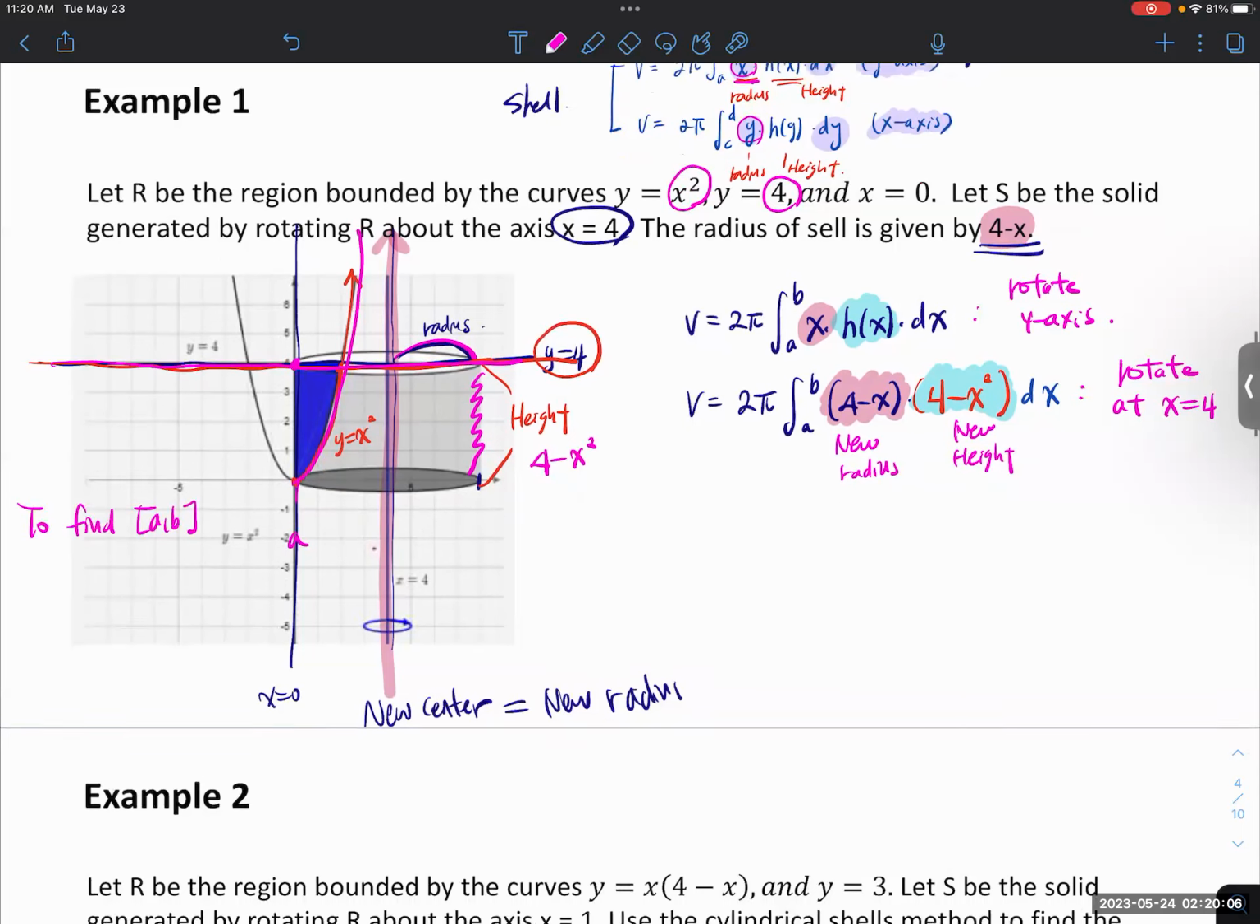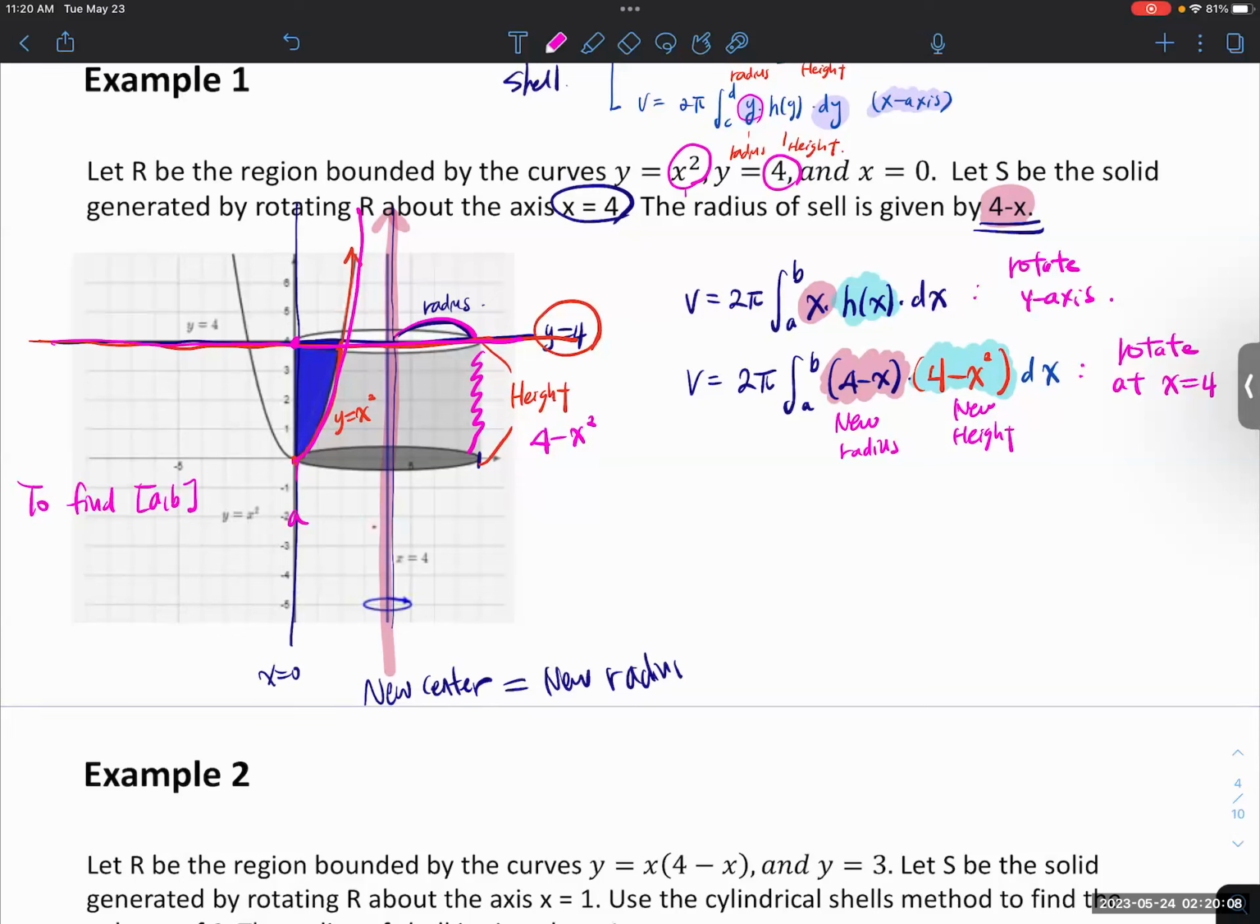So what are you gonna do to find out the a, b? You're gonna make these 2 equations equal to each other. So x to the second equal to 4. X is gonna be plus minus 2, but we are not gonna have the left side because this is negative. We have the right side, so it's gonna be 0 to 2. So that's your radius. So we have everything. So now I'm gonna plug in here 0 to 2. So let's calculate it. Now we have a new radius, and now we have a new height from 0 to 2.